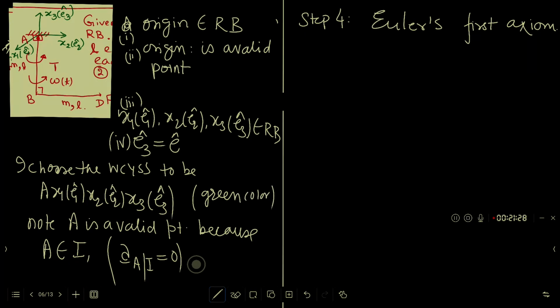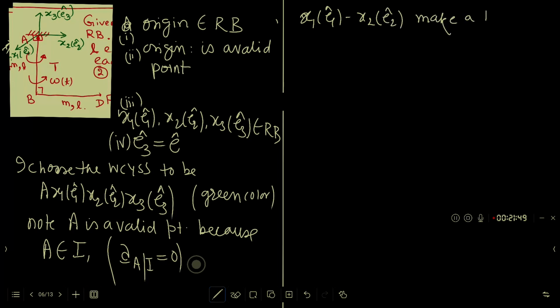X1 E1 and X2 E2 are making a horizontal plane. To help you visualize, I have drawn the axis in a way such that X1 E1 X2 E2 make a horizontal plane, and X3 E3 is of course vertical, that is clear from the diagram. So I have identified a working coordinate system.